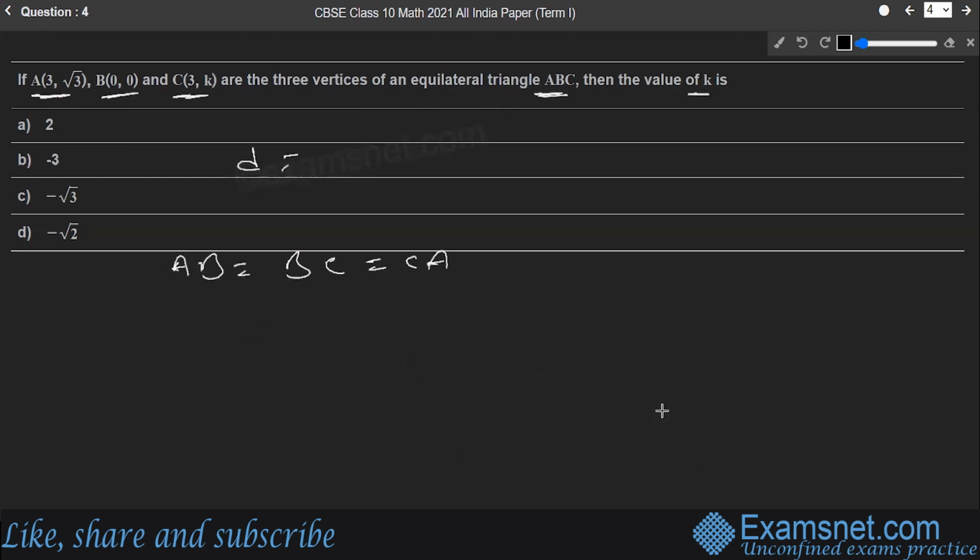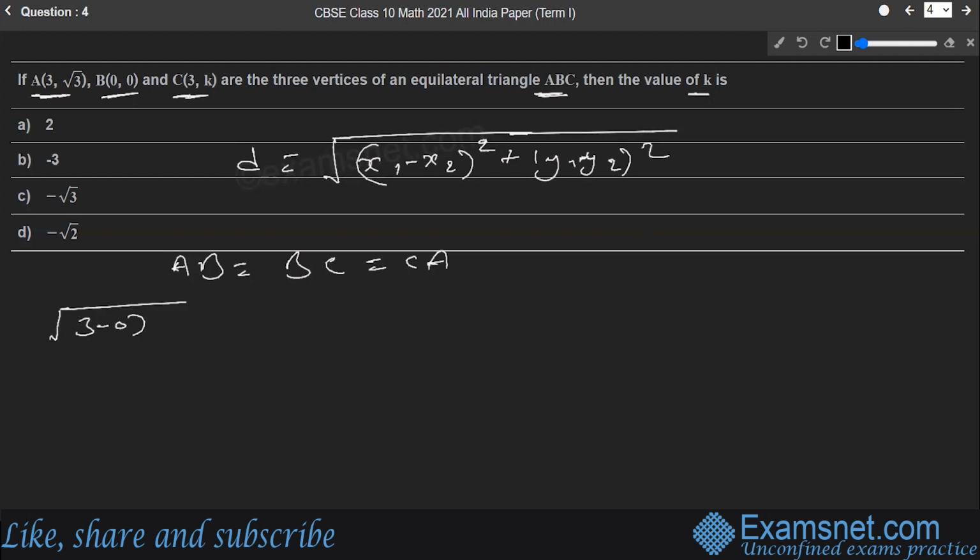So we'll have to use the distance formula for that. The distance formula is nothing but the square root of (x1 minus x2) whole square plus (y1 minus y2) whole square. So the distance of AB will be taken using the coordinates of A and B together. So the distance between AB can be calculated as root of (3 minus 0) whole square, because those are x1 and x2, plus (root 3 minus 0) whole square.